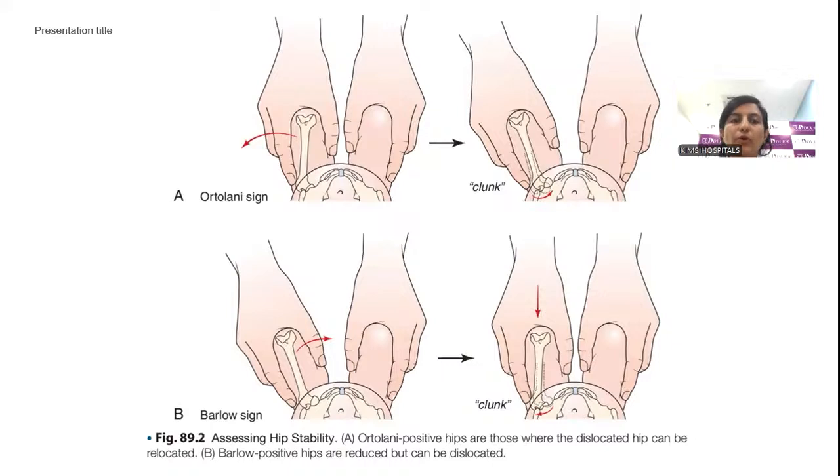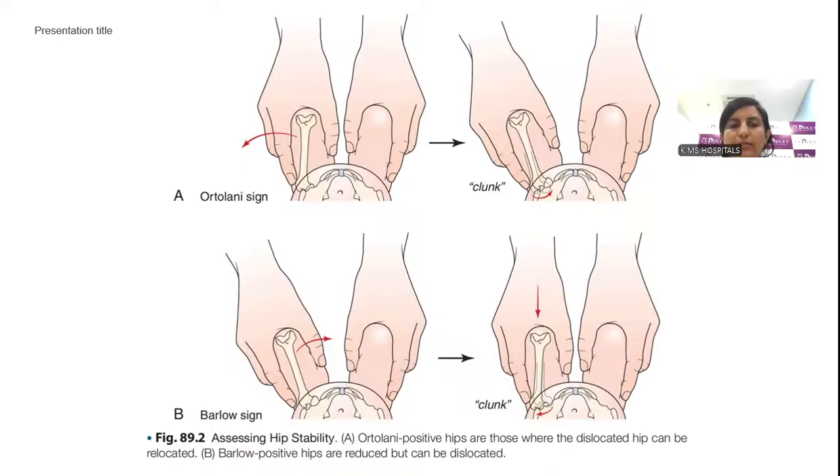Coming to Ortolani's test, which is positive where the dislocated hip can be relocated. That is OR. In the Ortolani test, we place the baby in the supine position. Hips are placed at 90 degrees, and we apply pressure with the thumb on the medial side and the other fingers on the greater trochanter, and abduction is done. This leads to a clunk being produced because the dislocated hip is relocated back. So this is Ortolani sign positive.